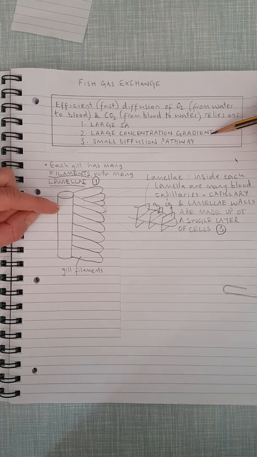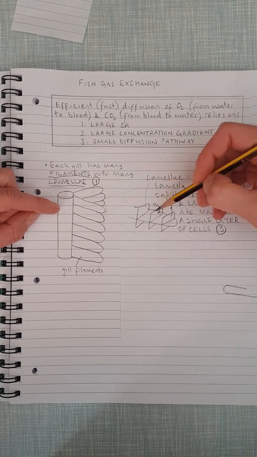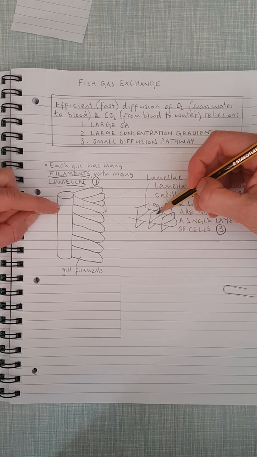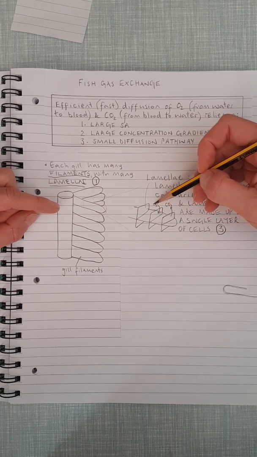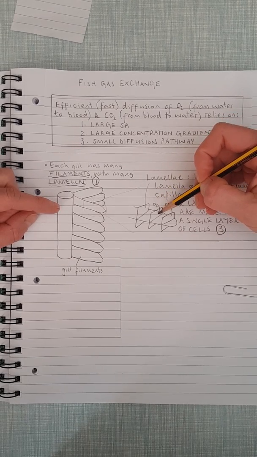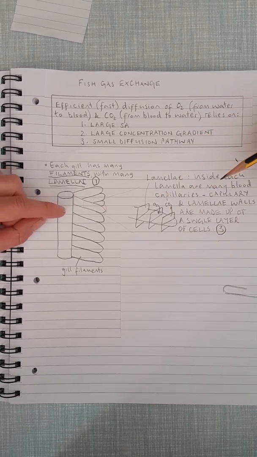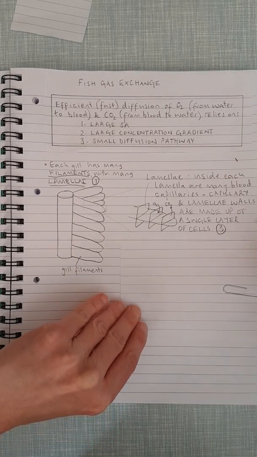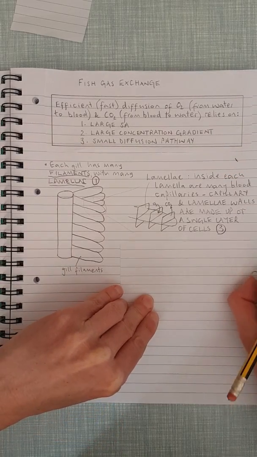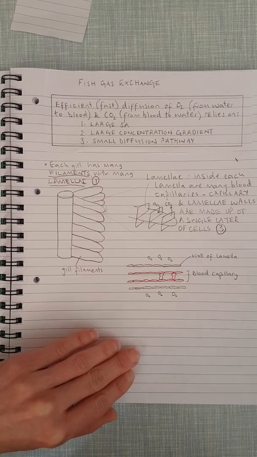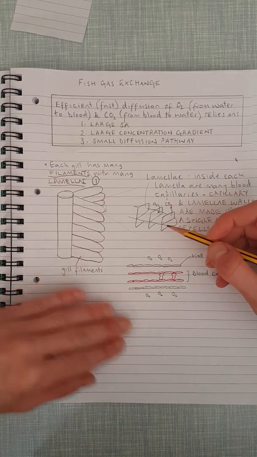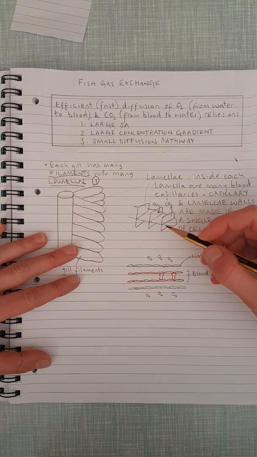So how do we always ensure that there's more oxygen in the water than there is in the blood, so that there's always oxygen diffusing in the correct direction from the water to the blood? So there's this system. I've got another little picture here. There's a system called the countercurrent system, which I'll try to describe to you now.